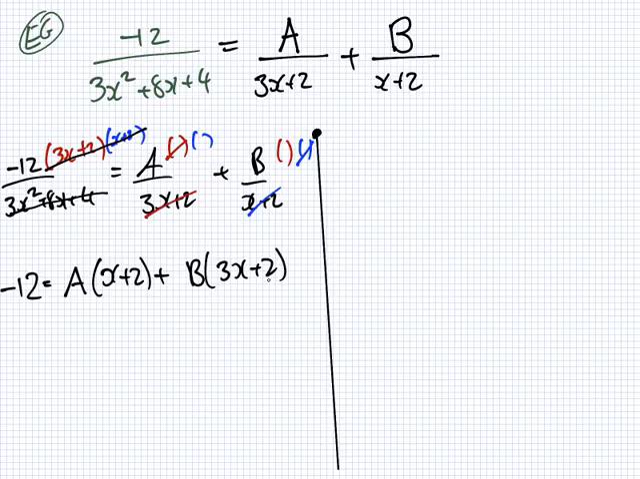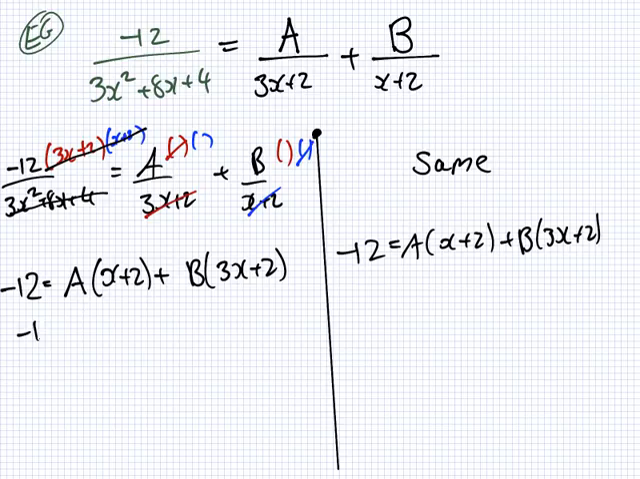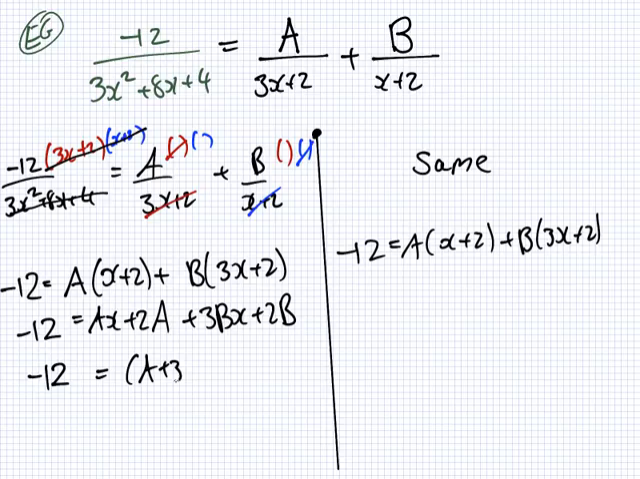In the other method, the first step is the same anyways, so you end up with minus 12 again here. What's different between the methods is what you do next. In this method, I'll expand, and I suppose you actually expand in both methods. ax plus 2a plus 3bx plus 2b, and then here you group the x's together, so that's a plus 3b x, and then the constant at the back, 2a plus 2b. So you just group them together.